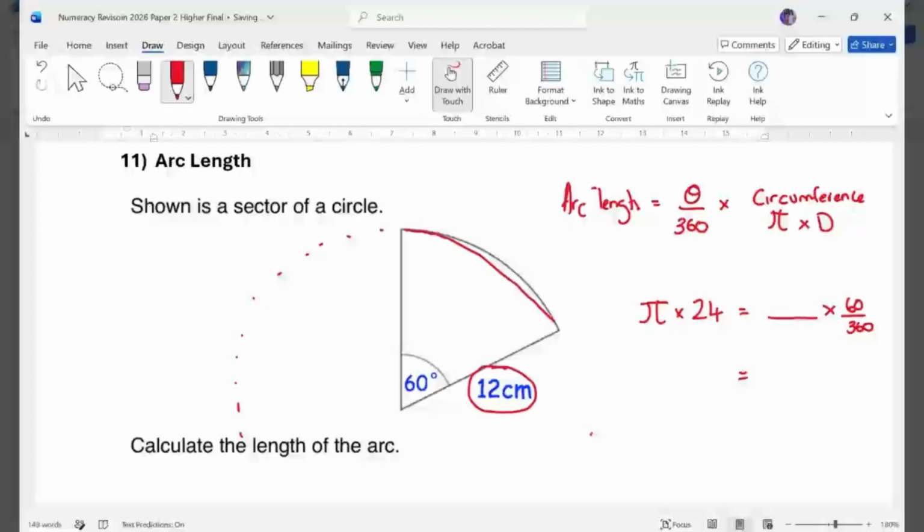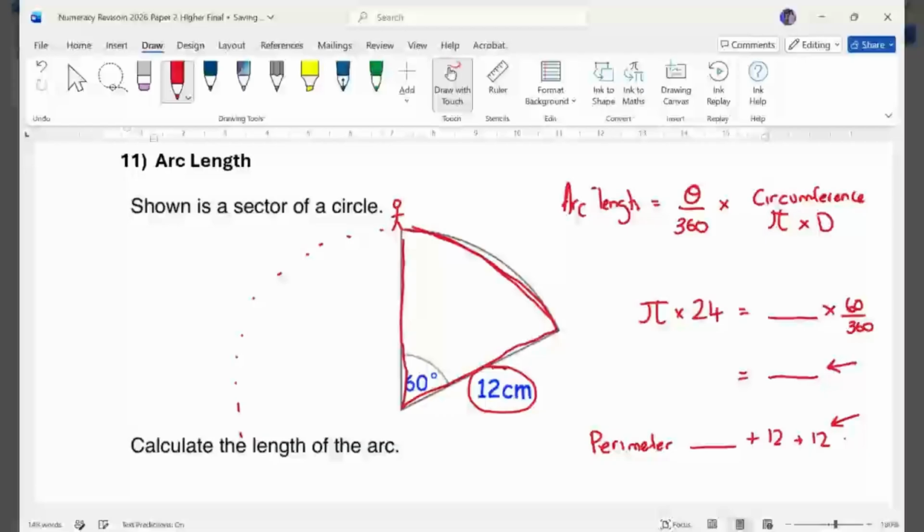If it asked for the perimeter, chaps, not only would you want this answer here, right? But if you think about a little person going for a little walk around here, we talked about perimeter earlier, that little person then would need to come back along here and back up here. So we'd need to walk that plus another 12, plus another 12. So length of the sector, just this answer here. But if it says perimeter, remember to add on the other bits that make it all the way around the shape.